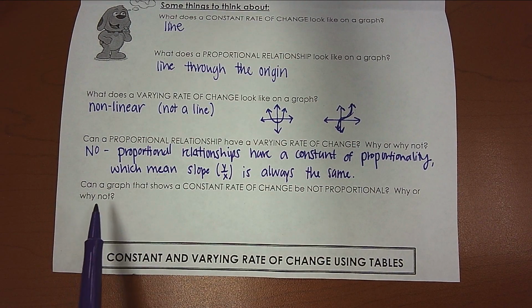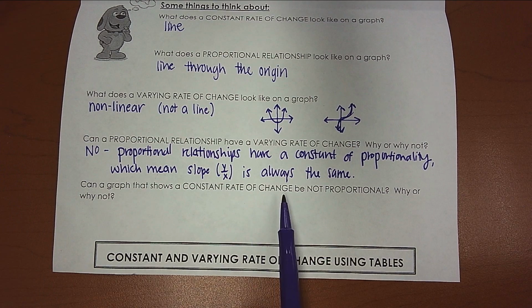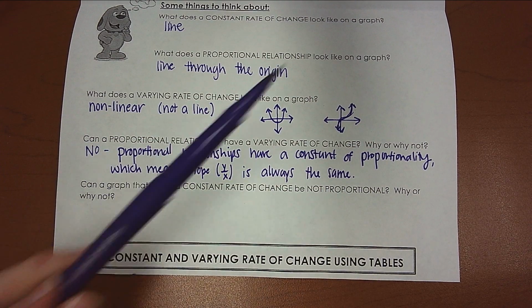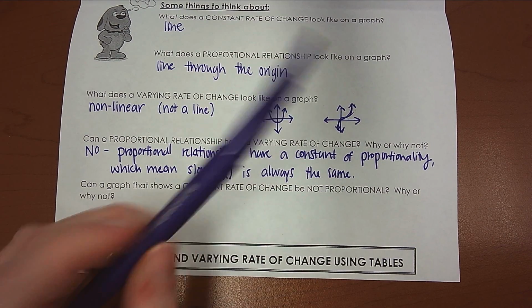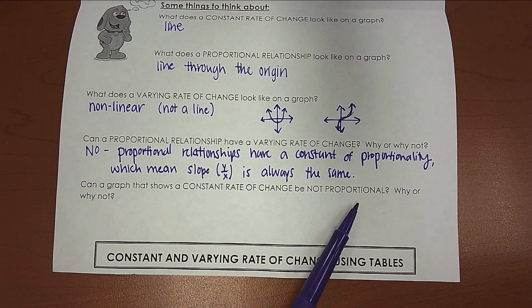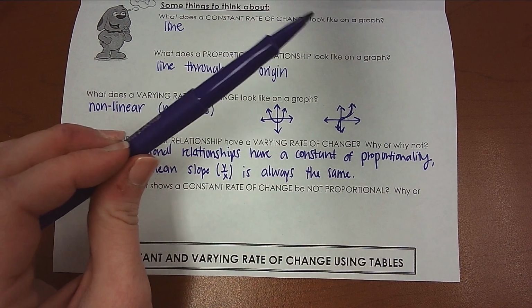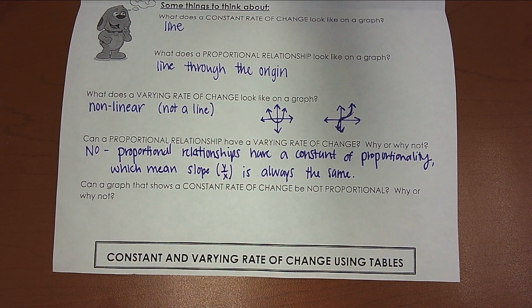So here's another good question that I already touched on briefly in the first video. Can a graph that shows a constant rate of change be not proportional? We know that if it's a constant rate of change, it's linear. But we also know that there are linear functions that are not proportional. Because even if they're a line, if they don't go through the origin, then they're not proportional. So can we have a graph that shows constant rate of change and that's not proportional? Sure we can.